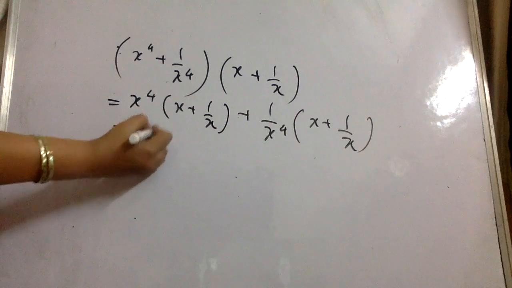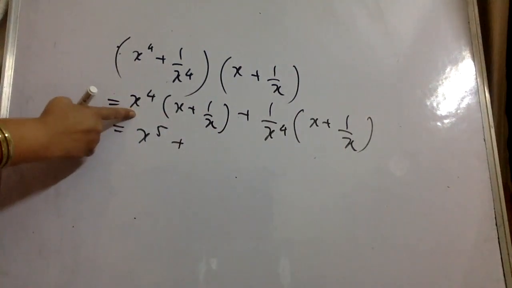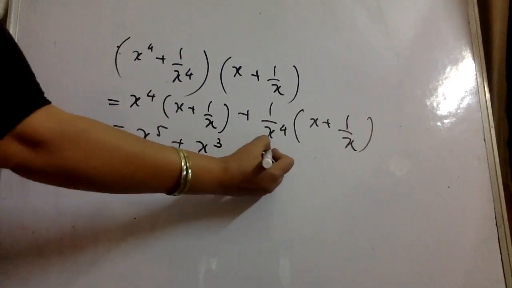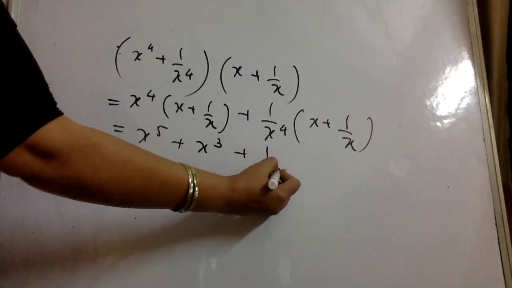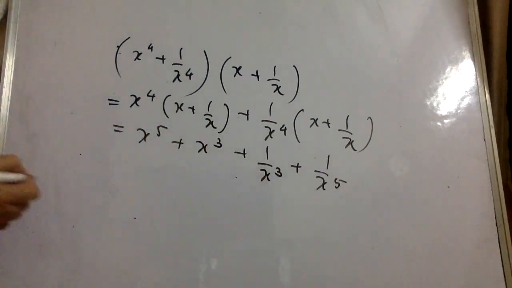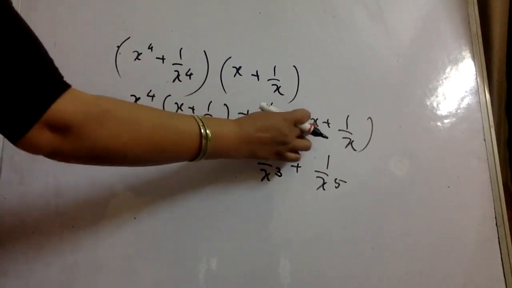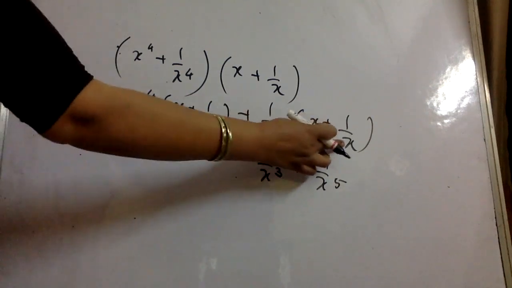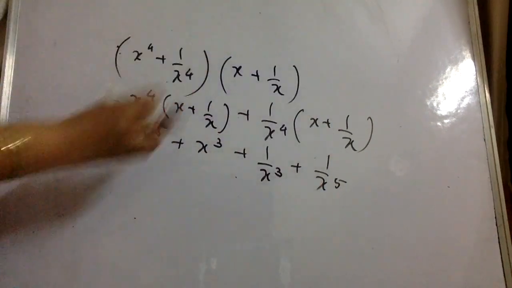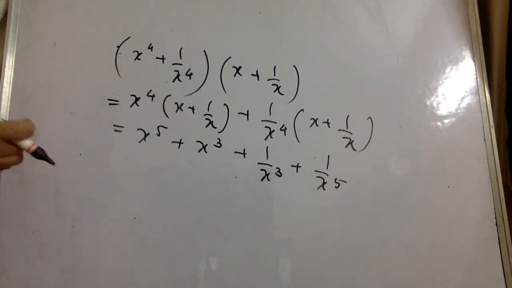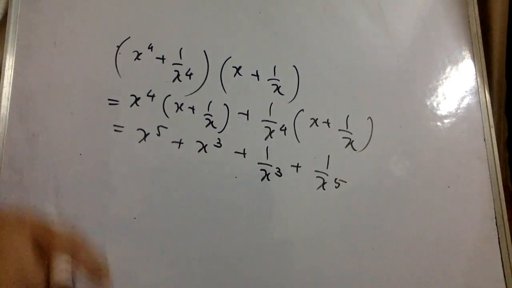That gives me, start multiplying. If I multiply this, x to the power 4 and x gives me x cube, plus this is 1 by x cube, plus 1 by x to the power 5. That is, I have multiplied this with this. Since it was in the denominator, the power reduced by 1. Here both are in the denominator, so the power got added. Here this is in the numerator, so the power reduced by 1. This is all exponents.